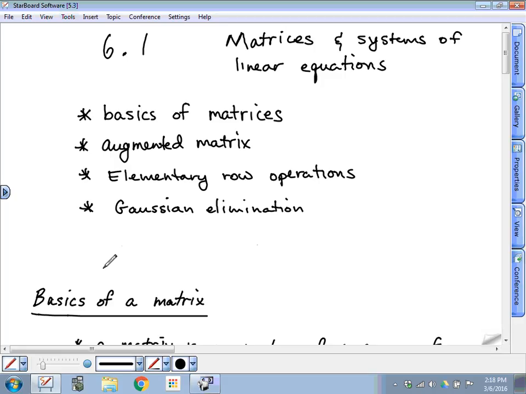I need to introduce what an augmented matrix is. An augmented matrix is a direct relation to a system of equations. We need to talk about elementary row operations. These are operations that can be done to a matrix to change a matrix. And then finally, the main topic of 6.1 is what's called Gaussian elimination. It's a way to solve a system of equations using only a matrix. So those are the topics.